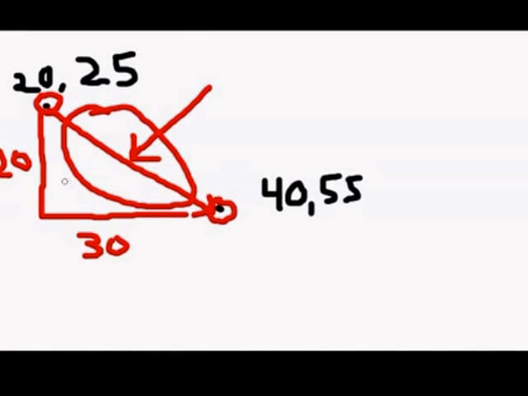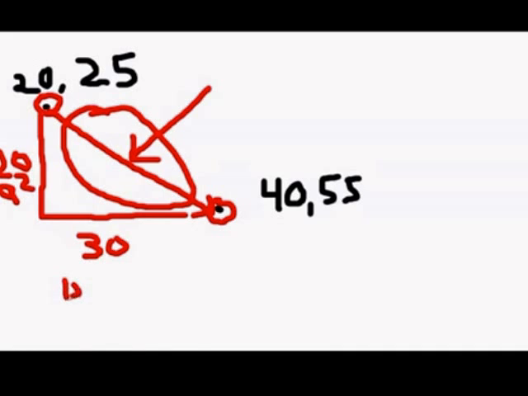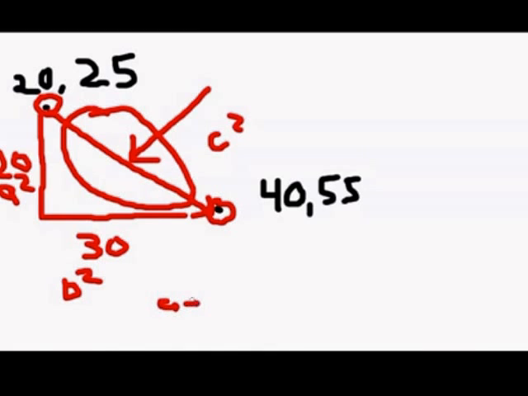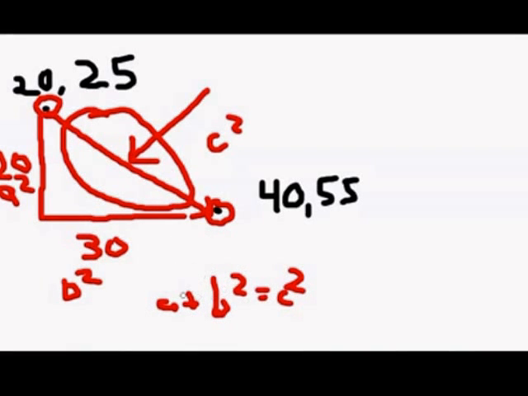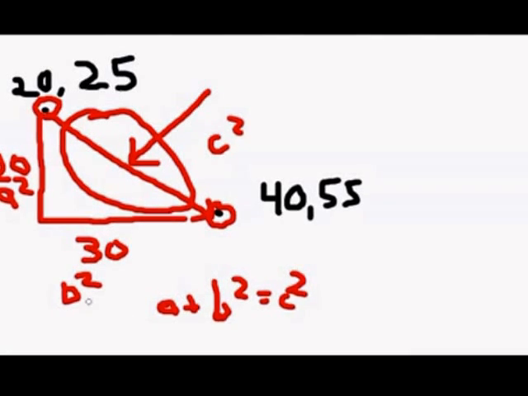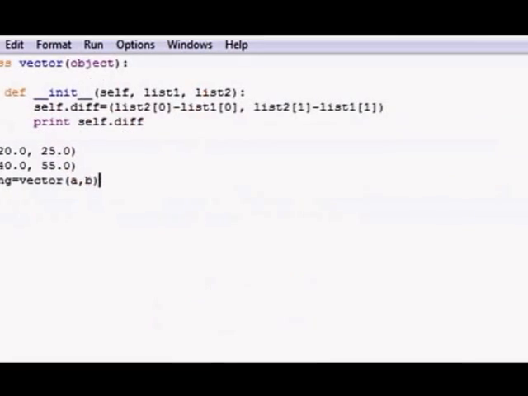And by the way, since this is a right triangle, the formula for this is a squared, and this side equals b squared, and this slope, this would be c squared. So a squared plus b squared equals c squared. So that's what we're going to do. This is called Pythagorean's theorem, and he gave this to us because he wanted us to make computer games. So that's what I'm about to show you how to do.